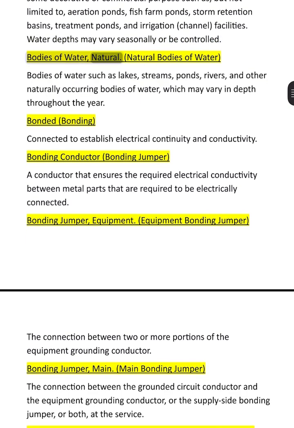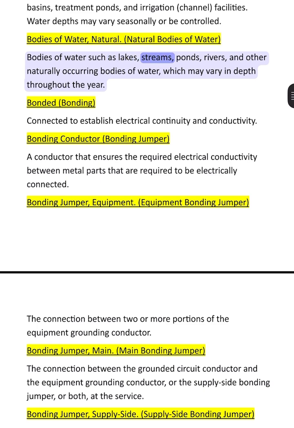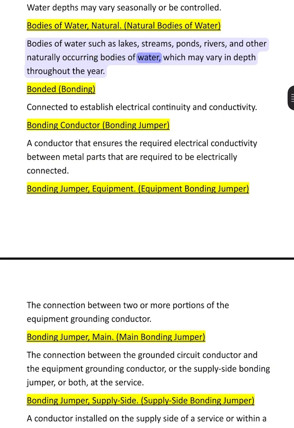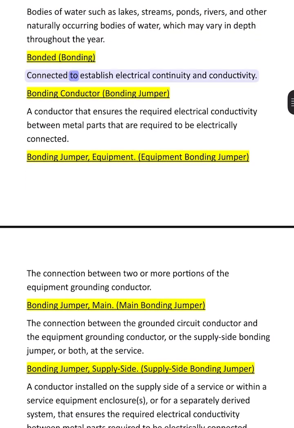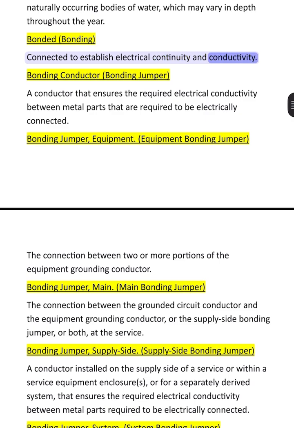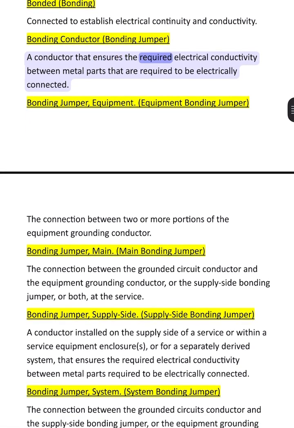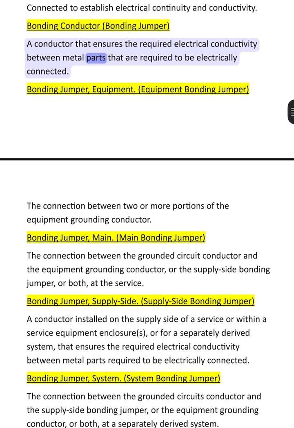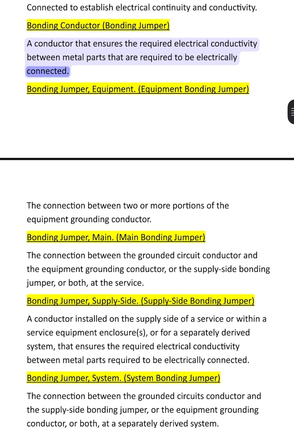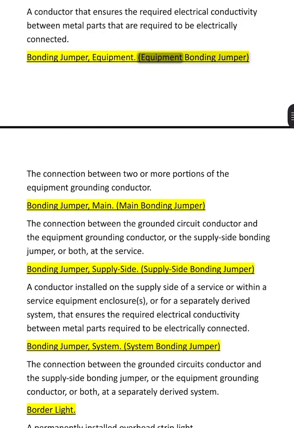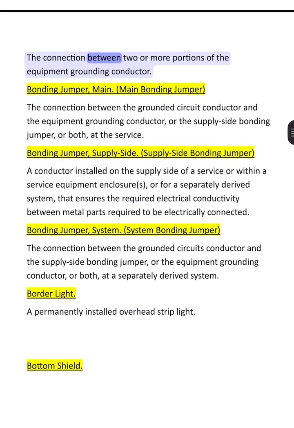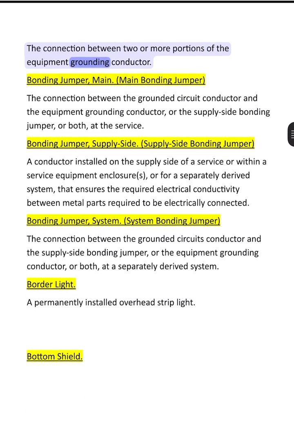Bodies of water, Natural bodies of water. Bodies of water such as lakes, streams, ponds, rivers, and other naturally occurring bodies of water, which may vary in depth throughout the year. Bonding. Connected to establish electrical continuity and conductivity. Bonding conductor or bonding jumper. A conductor that ensures the required electrical conductivity between metal parts that are required to be electrically connected. Bonding jumper, Equipment bonding jumper. The connection between two or more portions of the equipment grounding conductor.